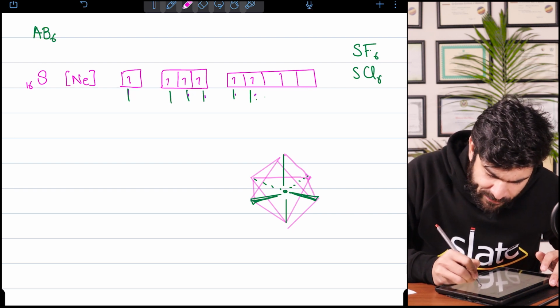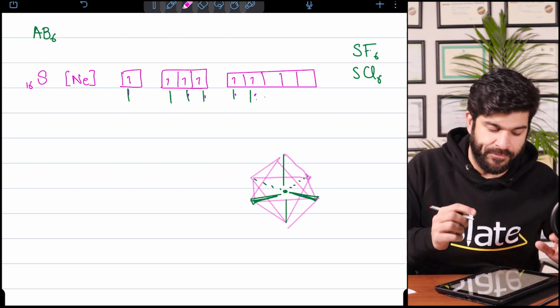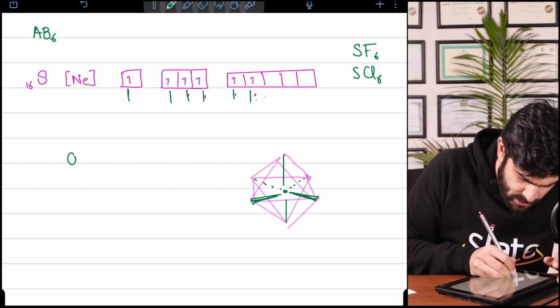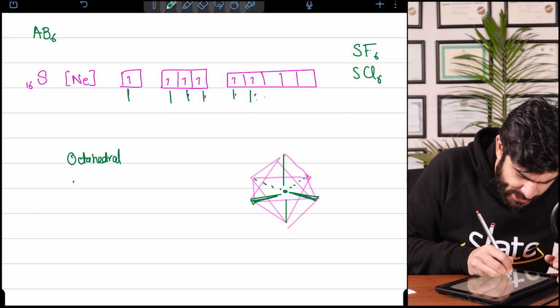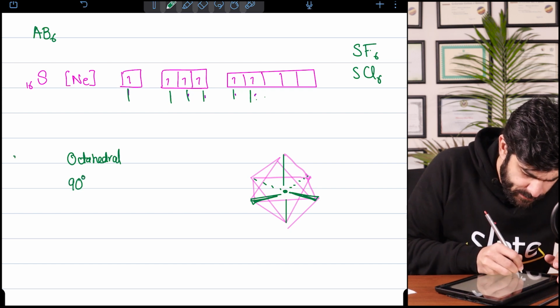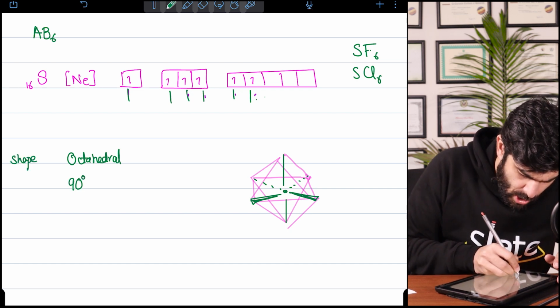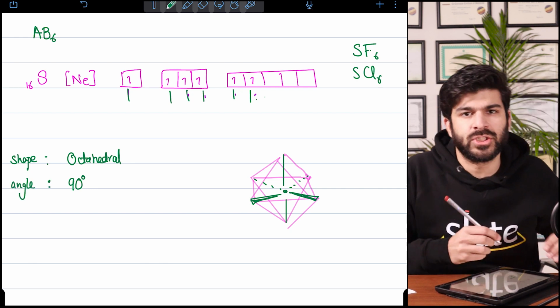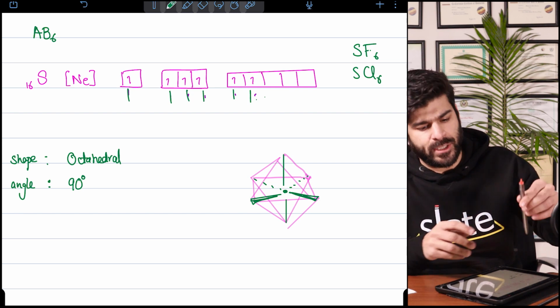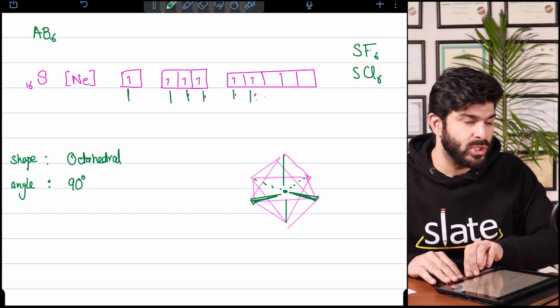It has 8 faces now. 8 faces. So the shape is octahedral and the angle is 90 degree. So that's all that we know about the shapes and angles. That's all that you need to memorize. That's an important exam question.